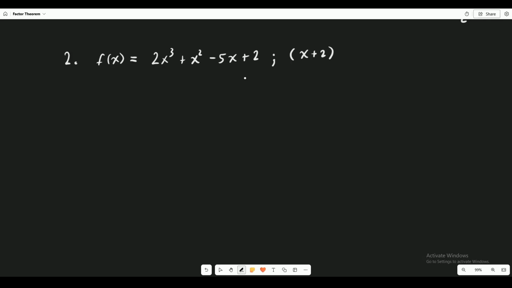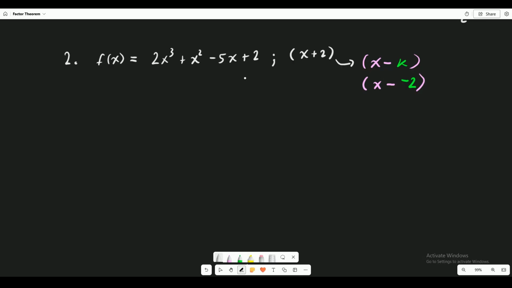All right, let's confirm if this is a factor, x plus 2. But this has to match the following format: x minus k. This does not match x minus k. So what we're going to do is rewrite it. x minus, in order for it to be a positive 2, it has to be a minus 2, like that. So here we can clearly see that our k value is minus 2.